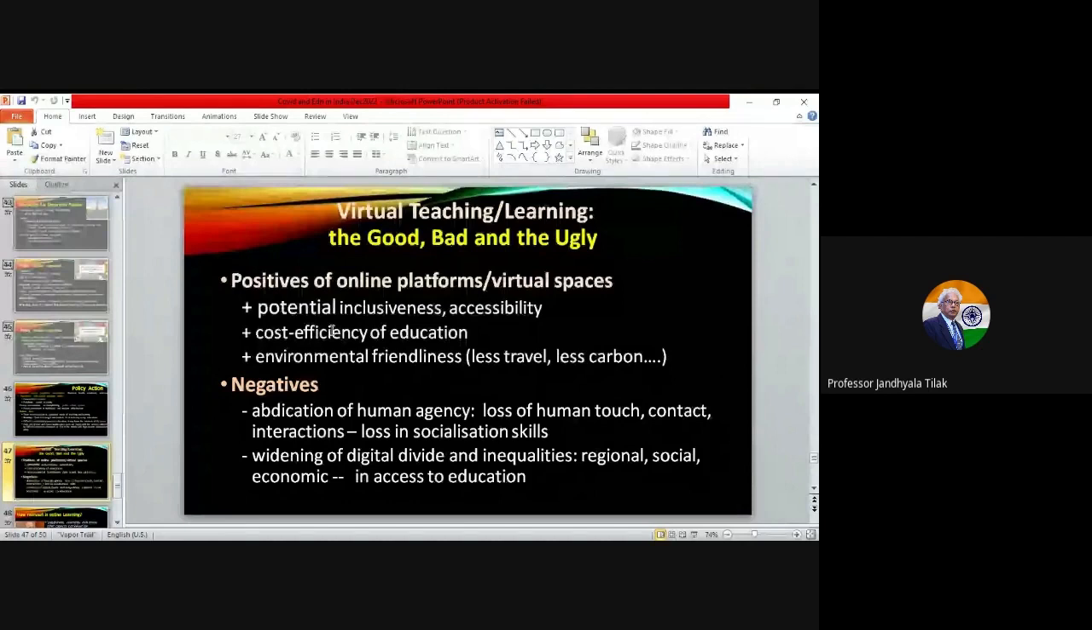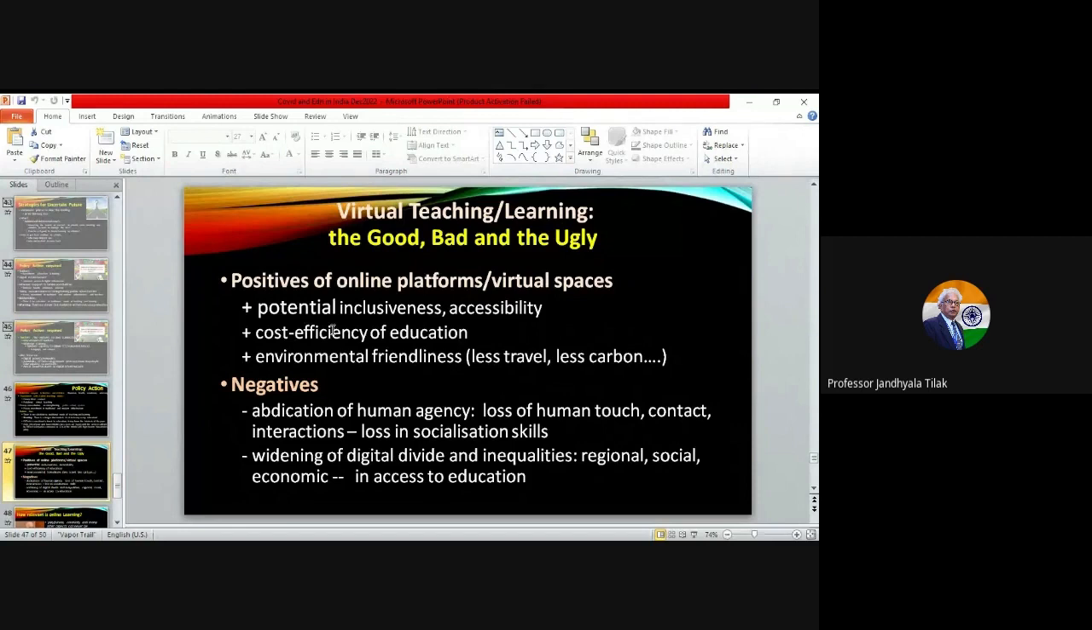And it's also highly cost efficient because there is no physical movement of either the teachers or the students, and no physical buildings, etc. And some people say that it's also environmentally friendly. But the negatives are much more significant.